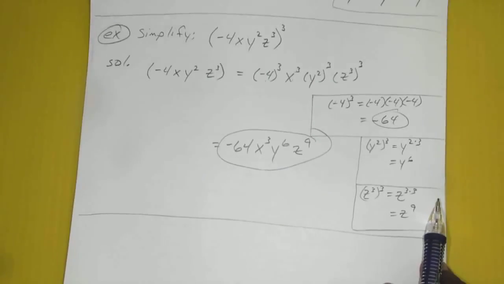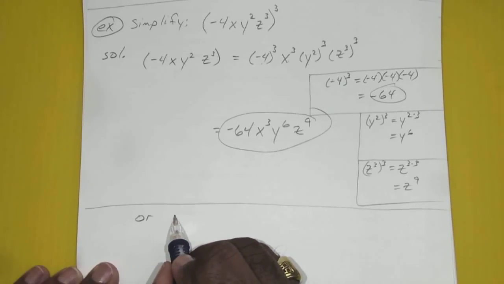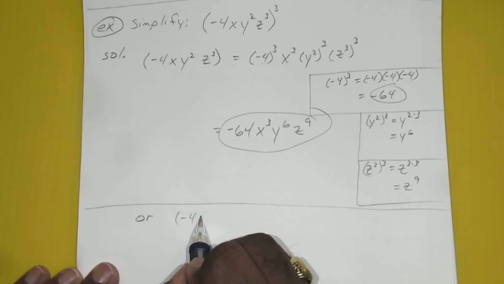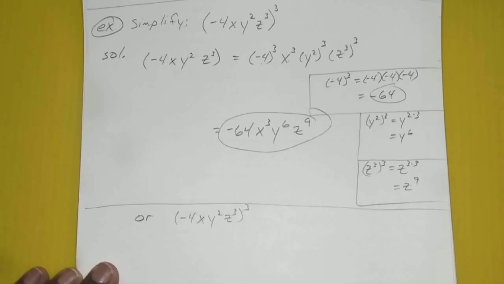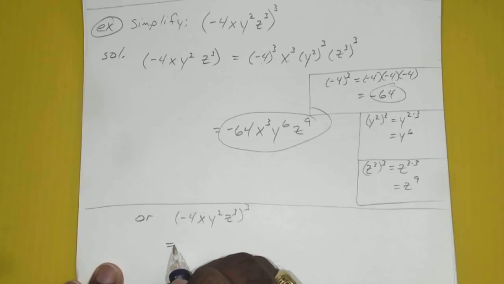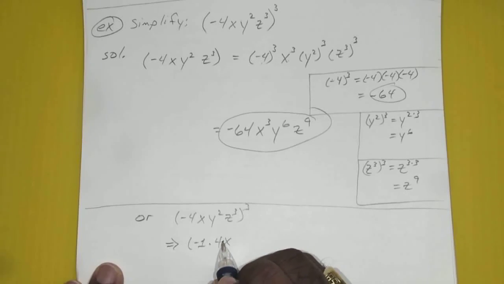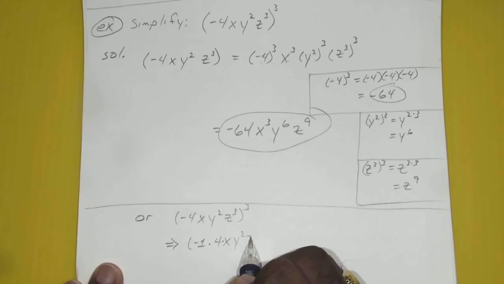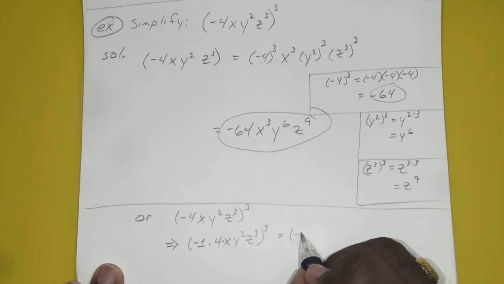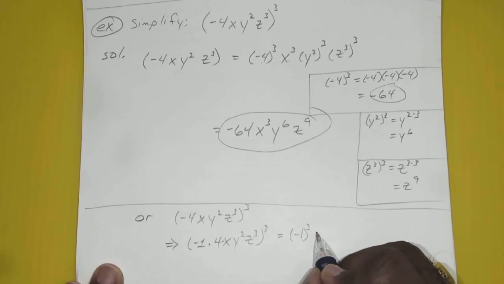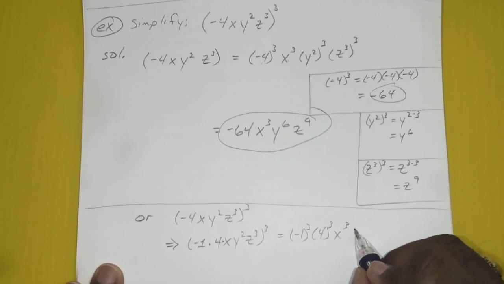you'd end up with the same answer. Let's say if you have -4 x y squared z to the 3rd power, you could make that -1 times 4 times x y squared z to the 3rd power, which becomes -1 to the 3rd power times 4 to the 3rd power times x to the 3rd power times y squared.